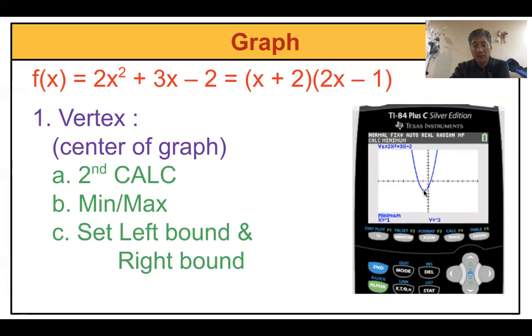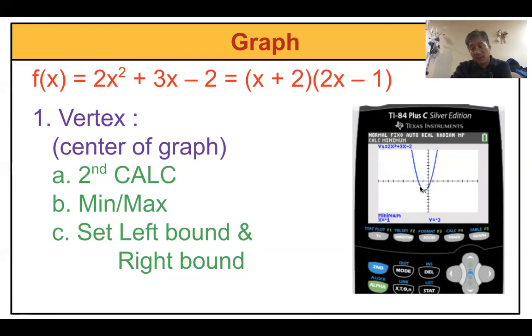In this graph, we know that this is a minimum, not the maximum, right? That's what we learned. Then we go to the calculator: second, trace. Then you choose the minimum in this case. If the graph is upside down, the maximum. And then the calculator will ask you to set the left bound, right bound.